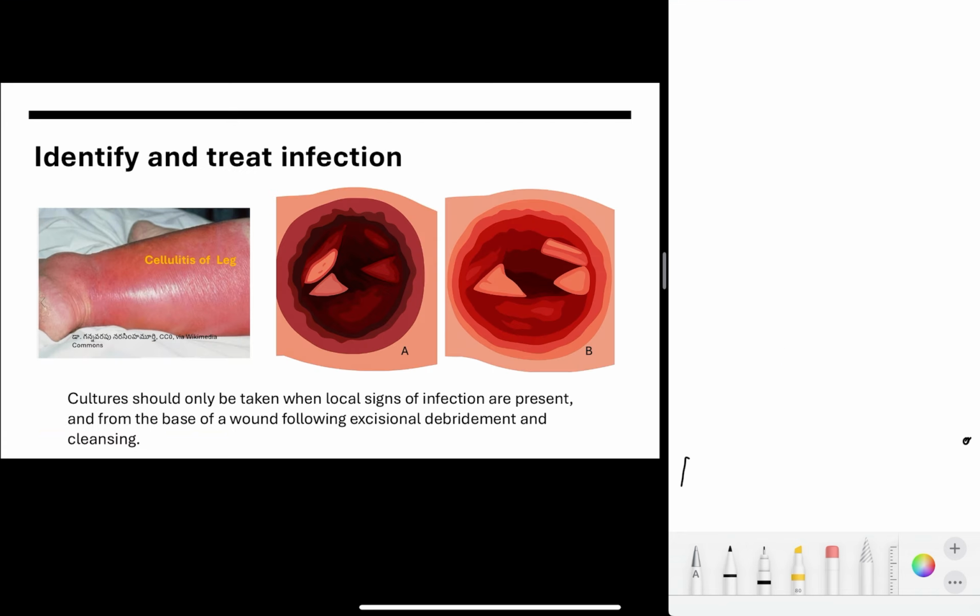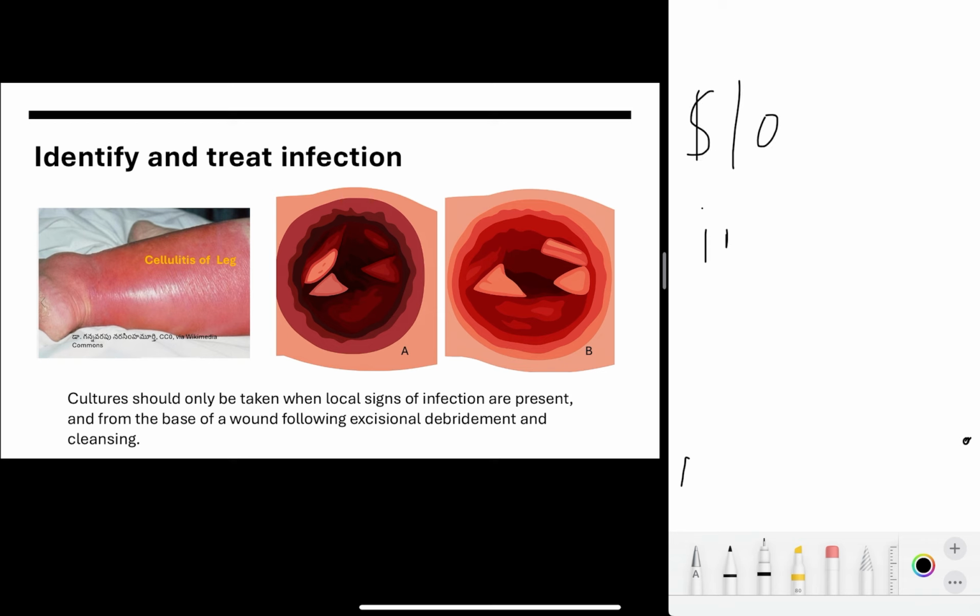Next is to identify and treat the infection. As you know, with any disruption of the skin barrier, there is a risk of bacterial infiltration and infection. However, we have to remember that there is normal cutaneous skin flora. For this reason, a routine wound culture by just a superficial swab of a stable wound that does not have any local signs of infection is not advised because it may produce a false positive result. So cultures should generally be taken only when there are local signs of infection.